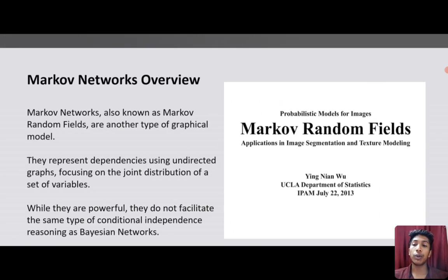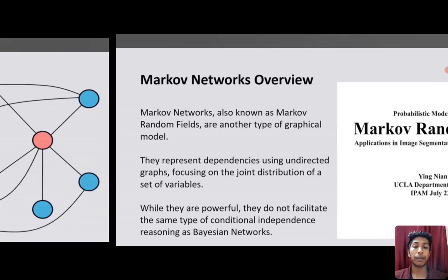Markov network overview. Markov networks, also known as Markov random fields, are another type of graphical model. They represent dependencies using undirected graphs focusing on the joint distribution of a set of variables. While they are powerful, they do not facilitate the same type of conditional independence reasoning as Bayesian networks. Probabilistic models for images: Markov random fields, with application in image segmentation and texture modeling.